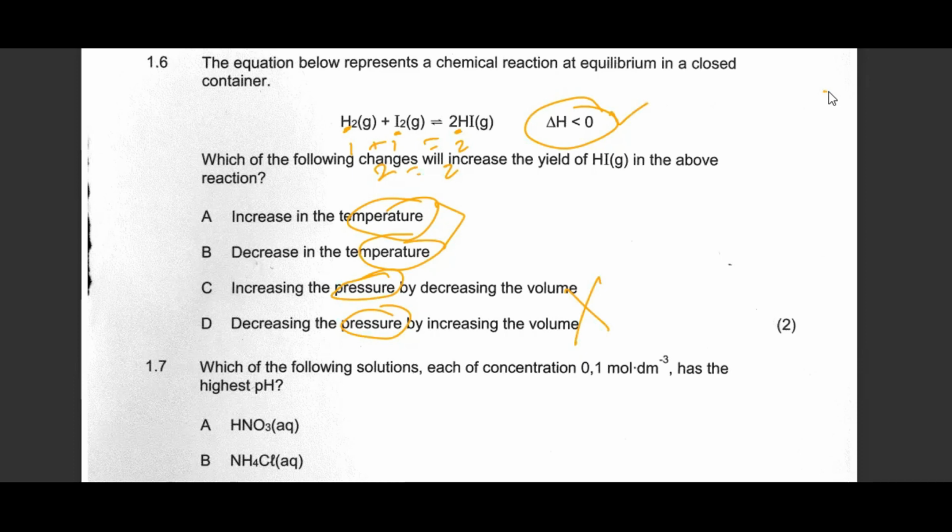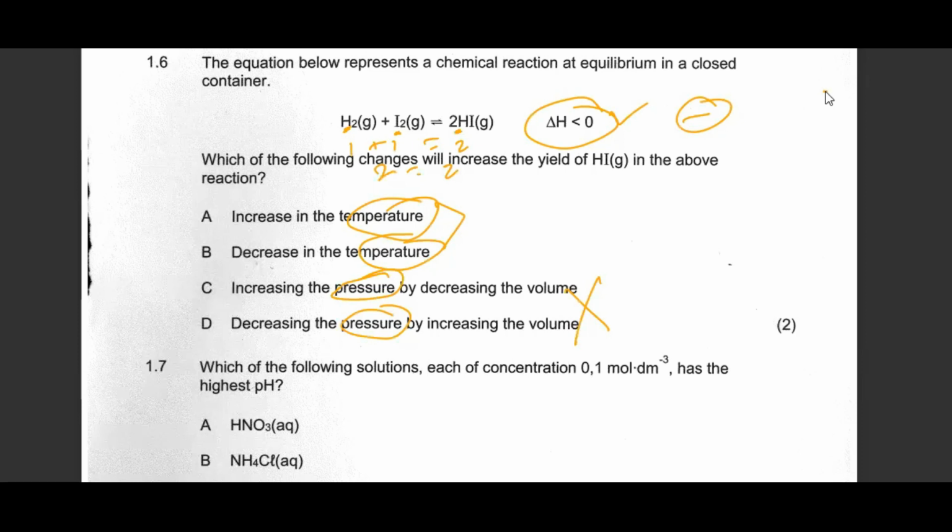So you look at this. The enthalpy change is less than 0. So it means that the enthalpy change is negative. And if the enthalpy change is negative, then automatically does it mean that it is endothermic or exothermic?